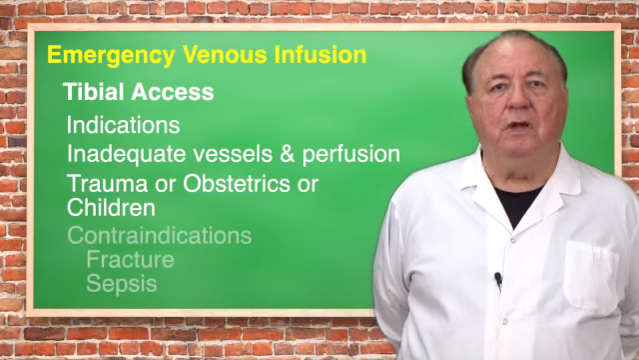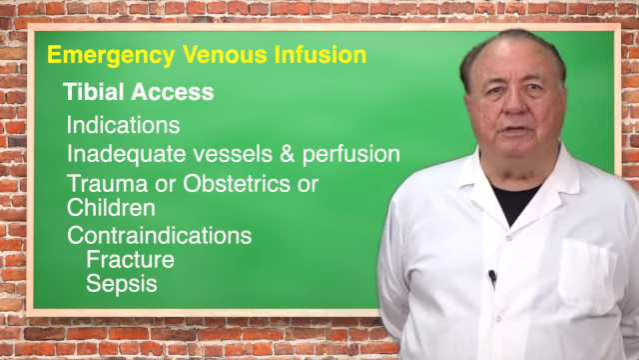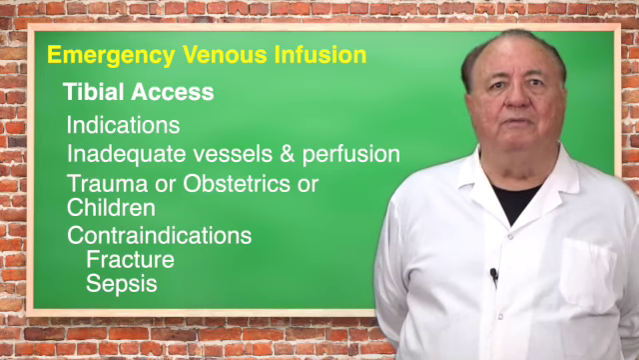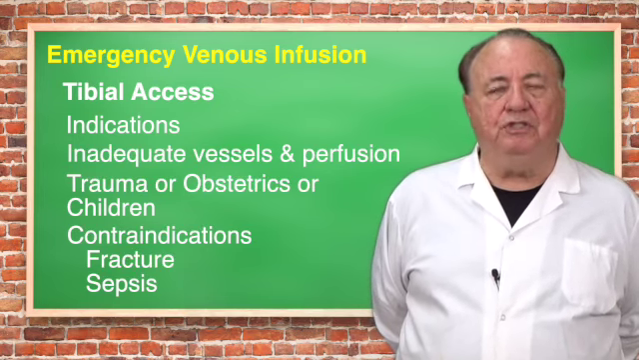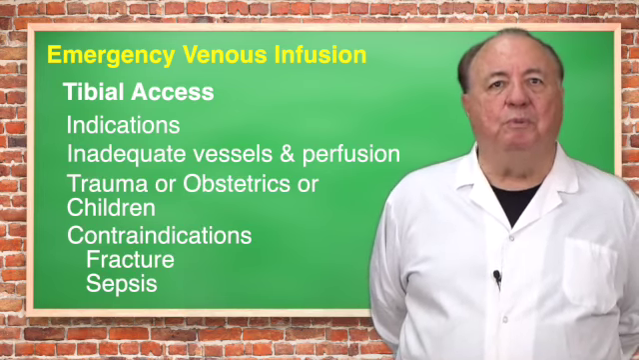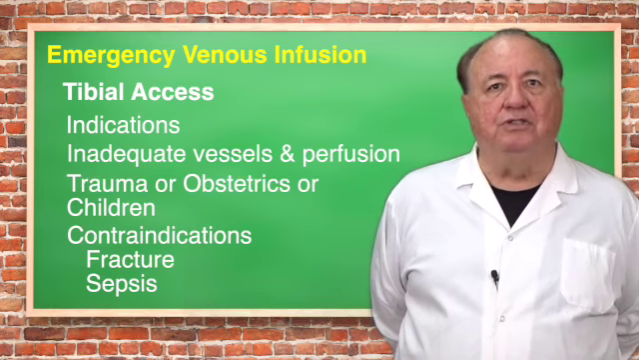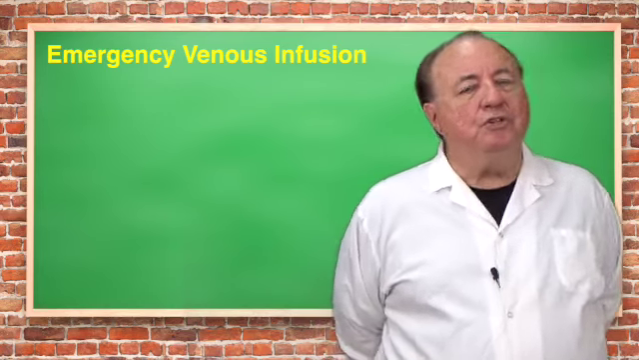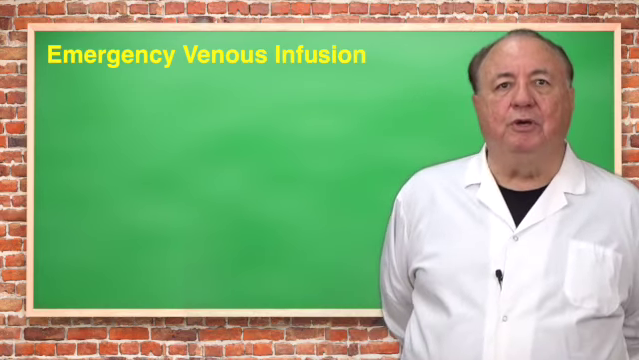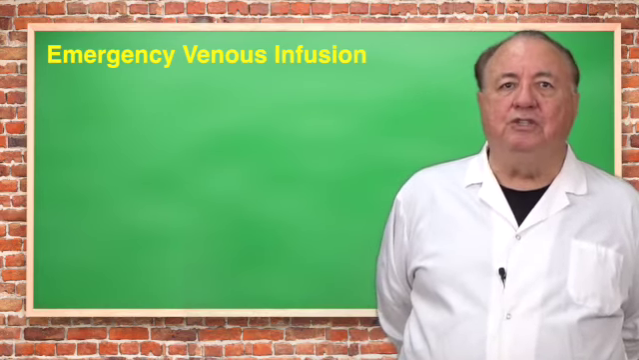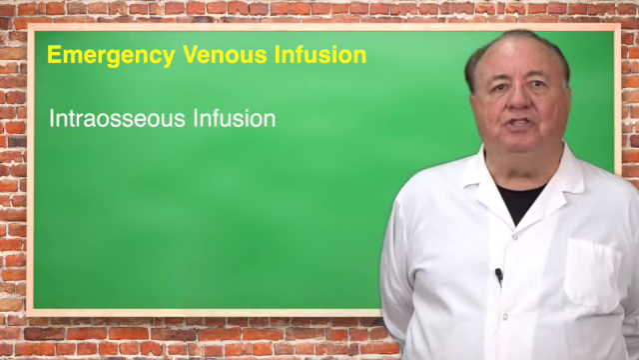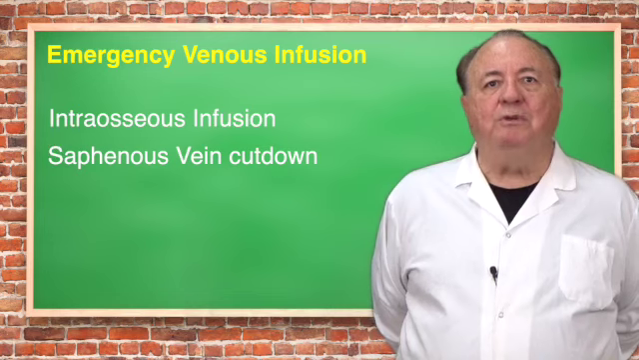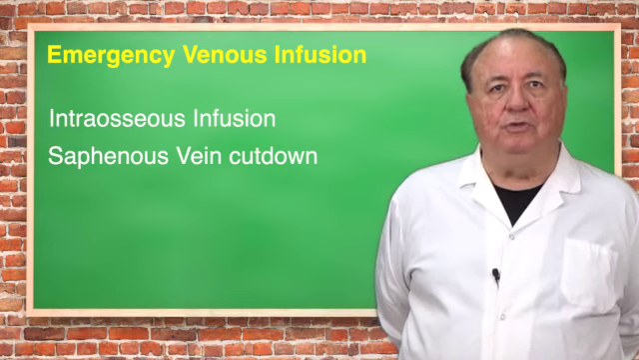for you. Contraindications are limited. A fracture on that side of the tibia, the femur, or even the pelvis is a contraindication. Sepsis, where you would be placing your intravenous line, is also a contraindication. There are two alternatives in tibial access. One is interosseous infusion. The second is saphenous vein cutdown. We will demonstrate both of these in this tutorial.